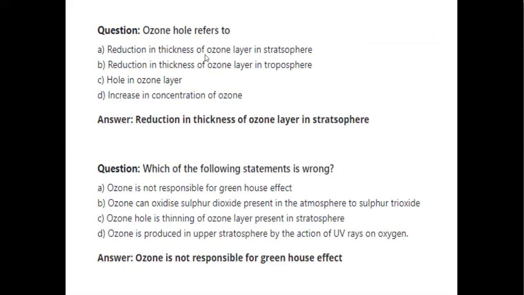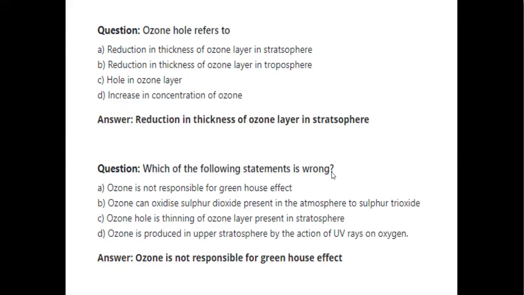Ozone hole refers to reduction in thickness of ozone layer in the stratosphere, reduction in thickness of ozone layer in troposphere, hole in ozone layer, or increase in concentration of ozone layer. Here ozone hole, hole means it is not exactly a hole, it is reduction of thickness. Reduction of thickness is in which layer? In stratosphere, not in troposphere. So your answer is option A, reduction in thickness of ozone layer in stratosphere.